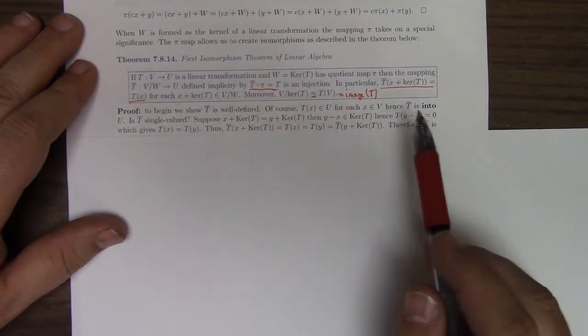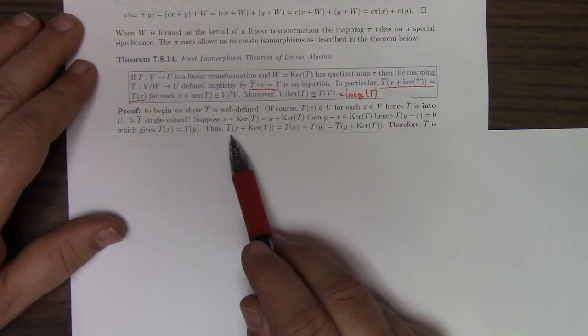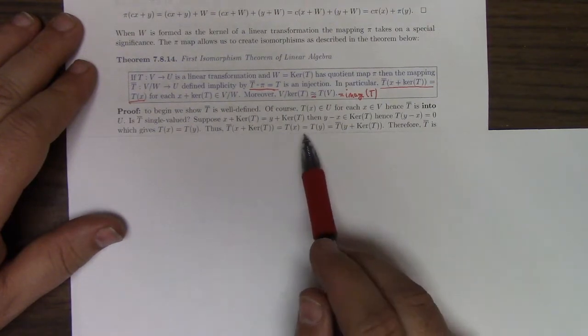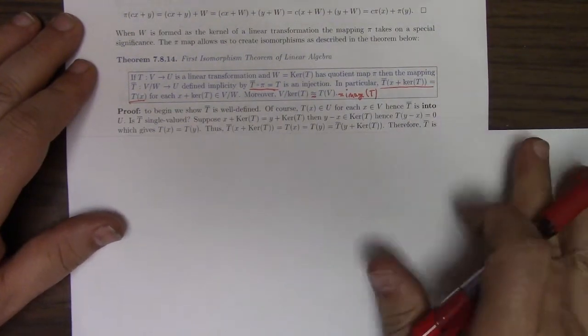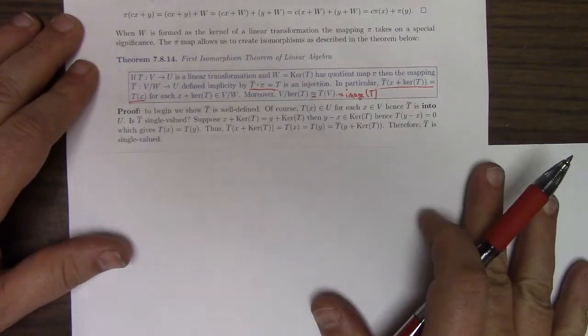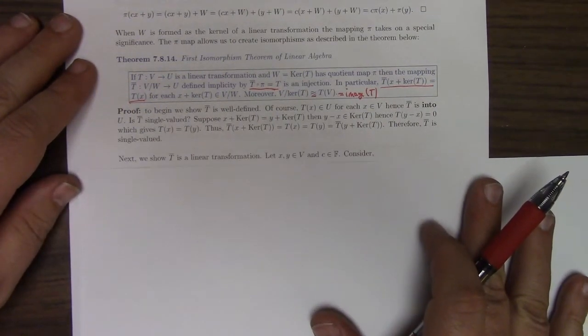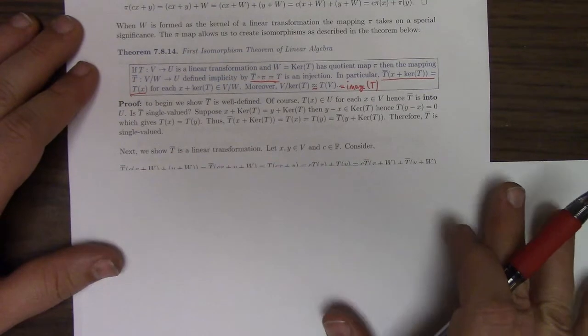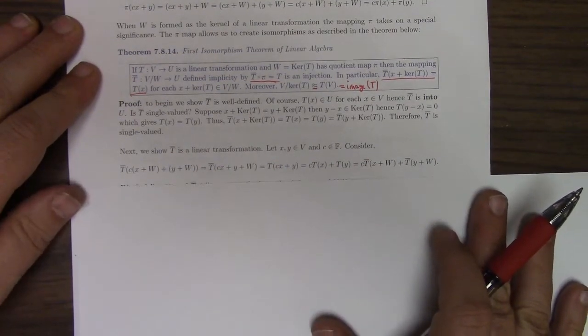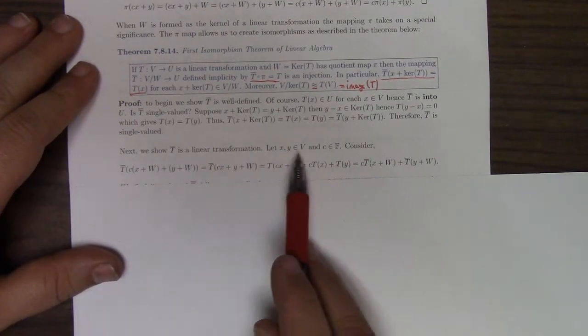Next, notice that... I'm still, sorry, I need to scroll down a bit. So it's single valued, right? So it's well defined. Next, of course, I need to show it's a linear transformation. Here's the proof of that.